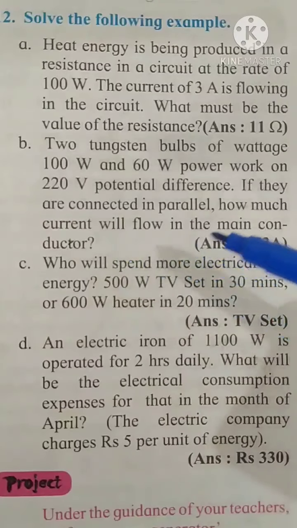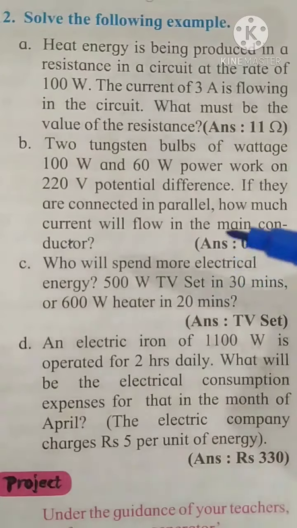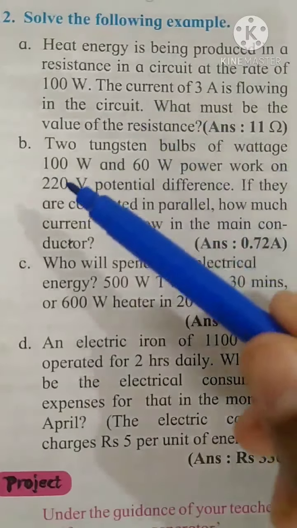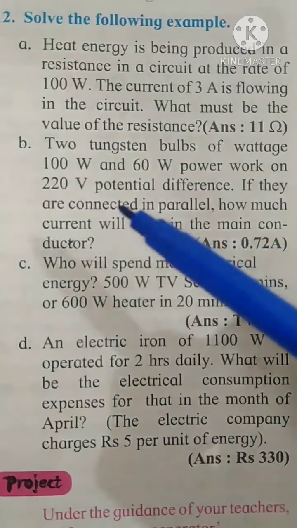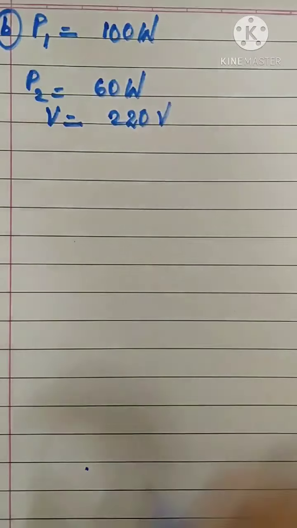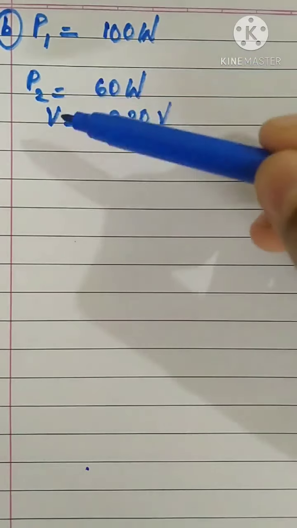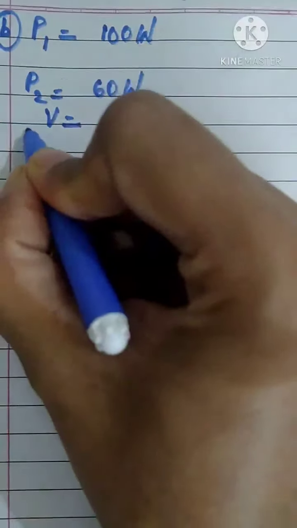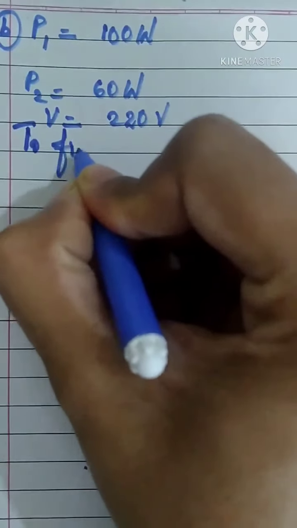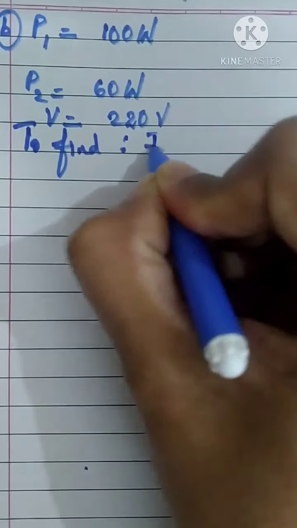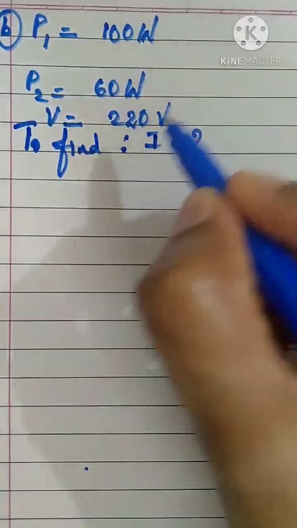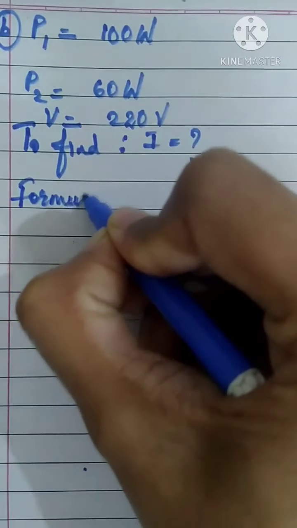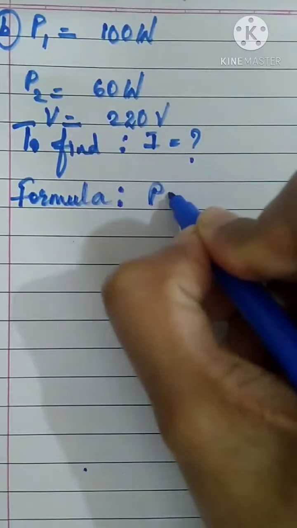So here also, if they are connected in parallel, that means potential difference is same. How much current will flow in the main conductor? So I is asked. We have P1, we have P2, we have voltage. I, current is asked. Let's start. I have written P1 100 watts, P2 60 watts and voltage 220 volts. To find how much current I. Okay, and then formula remains the same. Formula P is equal to VI.